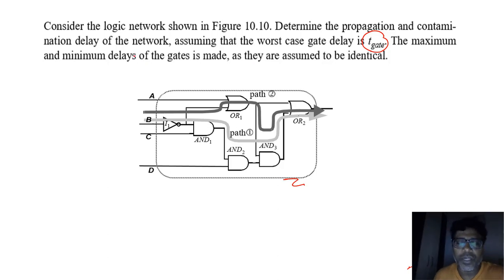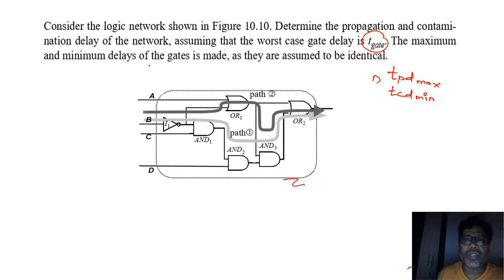What are we trying to do and what does this problem say? The basic idea about this problem is it is asking us to calculate what is the propagation delay. That's one. That is maximum delay. Then the next one is contamination delay. That's nothing but minimum delay for this particular network which is being given.